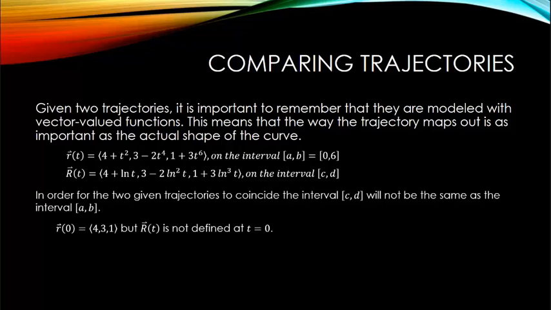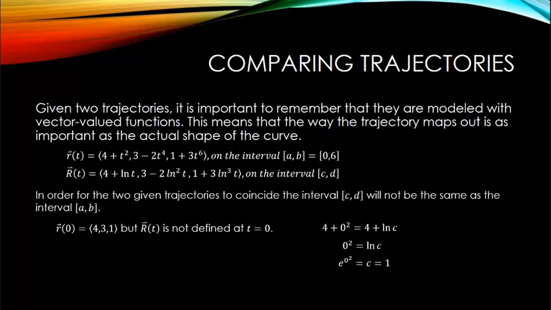But if I try and plug 0 into capital R of t, my vector won't be defined at that value. But I can figure out what c and d need to be. I plug in the 0 component in my little r of t vector and I plug in c in my capital R of t vector and compare the first component. I get 4 plus 0 squared is equal to 4 plus the natural log of c. If I solve this for c, I get that 0 squared is equal to the natural log of c, and I must exponentiate both sides to isolate c.